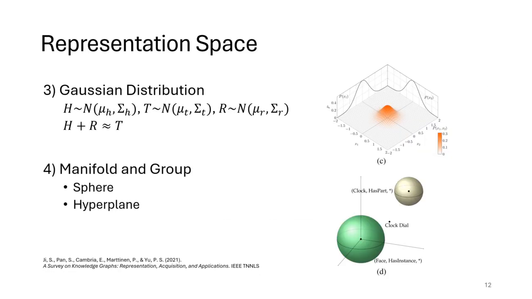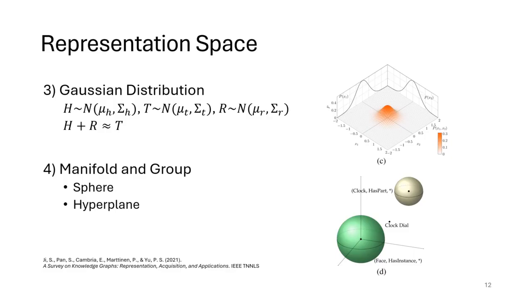In addition to this, it is also expressed in Gaussian distribution and manifold and group space. The Gaussian distribution defines the embeddings of the head, relation, and tail in a triplet as random variables following a Gaussian distribution. This means that the meaning can change depending on the situation.